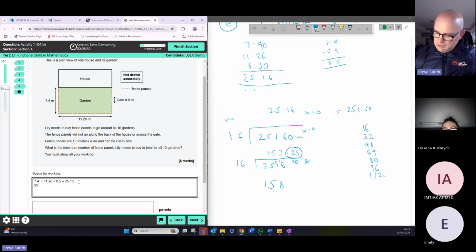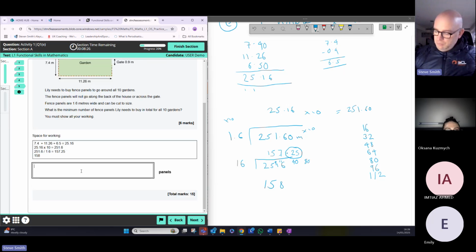I'm just going to put 26.5 times by 10 equals 251.6, and then 251.6 divided by 1.6 equals, and then that was 157.25, and then I want to put 158. Done. And that would be where that answer finishes. 6 marks.